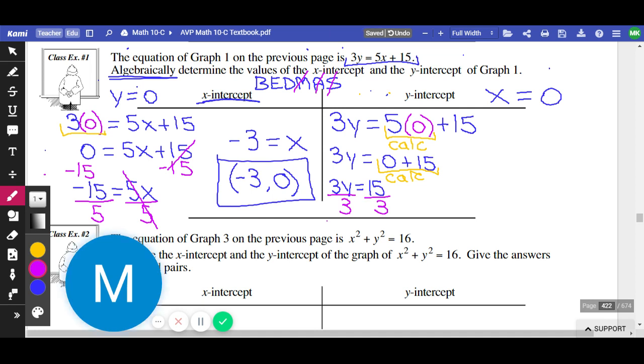What you do to one side, you do to the other. On the left-hand side, the 3's cancel out. So I'm left with just y. 15 divided by 3 equals 5. That means my y-intercept is at (0, 5).